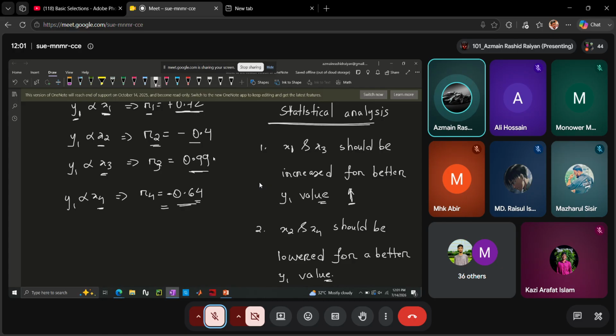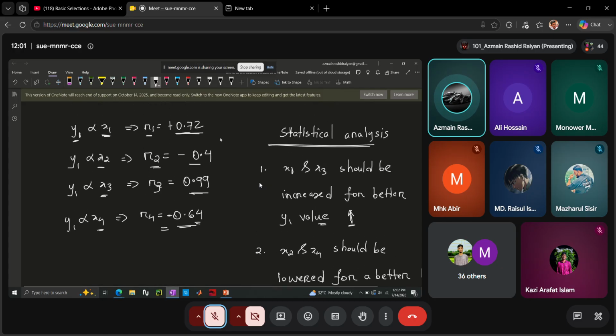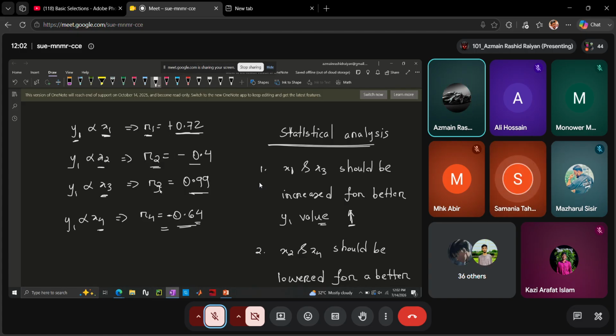What is the other thing that I want to conclude from here? Now that I'm done with the sign convention, let's look at their magnitudes. From these four values, which input parameter is the most impactful or the most critical one? What do you think from these correlation coefficient values? R3. Yes, R3, because it has a very strong correlation of 0.99. So the closer the value is towards 1, the stronger the correlation.